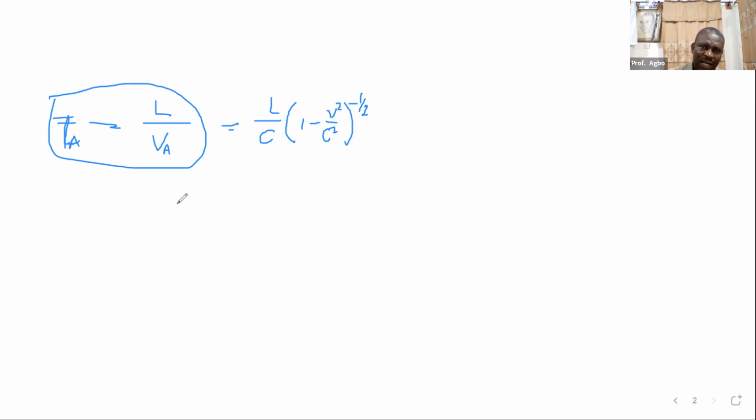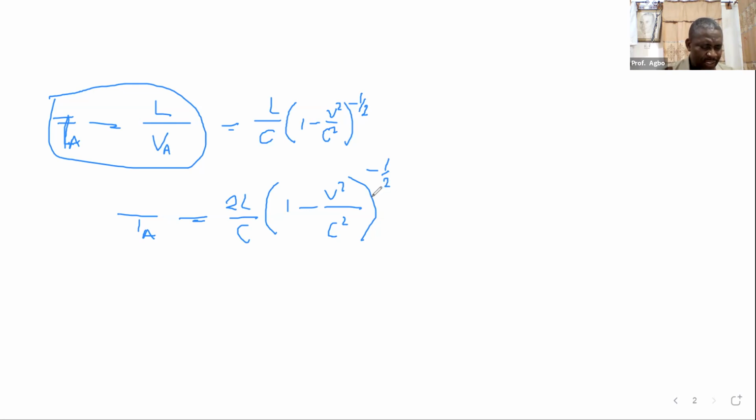This journey is twice, so the total time taken will be 2 times T_A. That is why you have 2L over C into (1 minus V squared over C squared) raised to power minus 1/2.